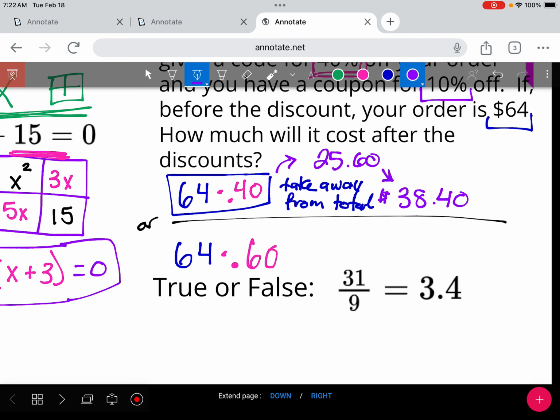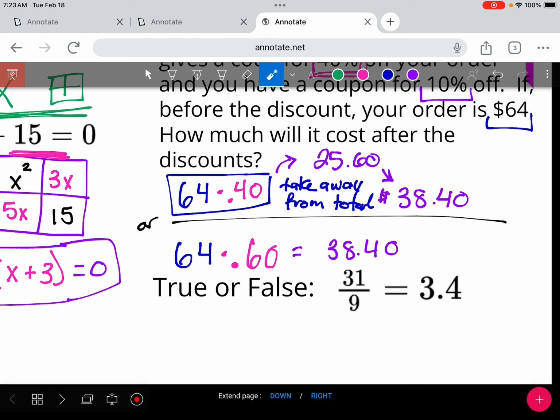Whereas if I do it the other way around and I take our 64 times our 0.6, we get directly to that 38.40. So it doesn't really matter if you do it as this is my coupon that I then need to take away because this is how much I'm going to save, or if you go, this is what's left for me to pay, we should wind up at that $38.40. So it gives me my 40% off coupon.